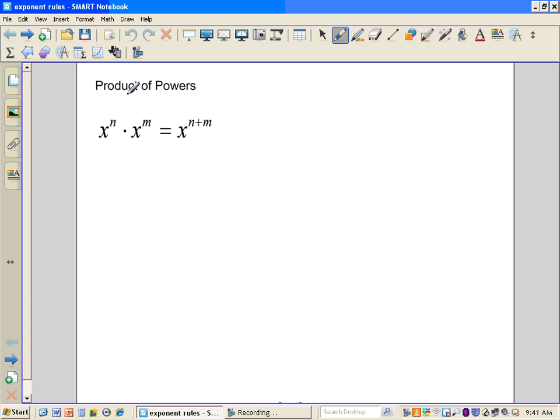So the first rule is called product of powers. Remember, product means when we multiply. Powers is when we have exponents, so we're multiplying when we have exponents. And the important thing to note here is that we have two terms with the same bases. So we have the same bases, and so we must add the exponents. So let me show you this out in long form. The base is the big number on the bottom, right?